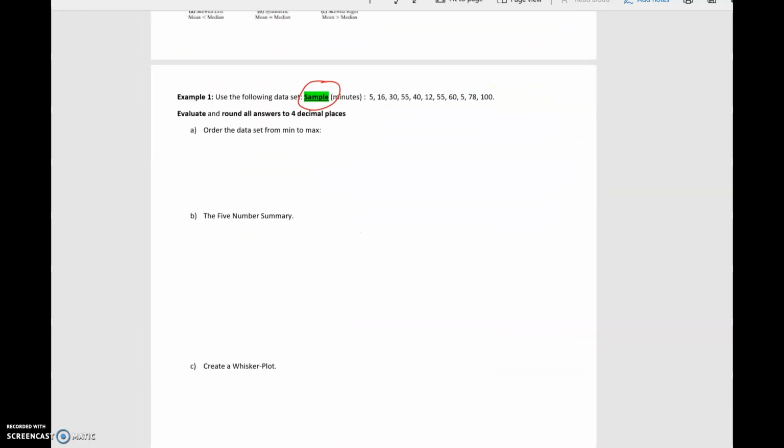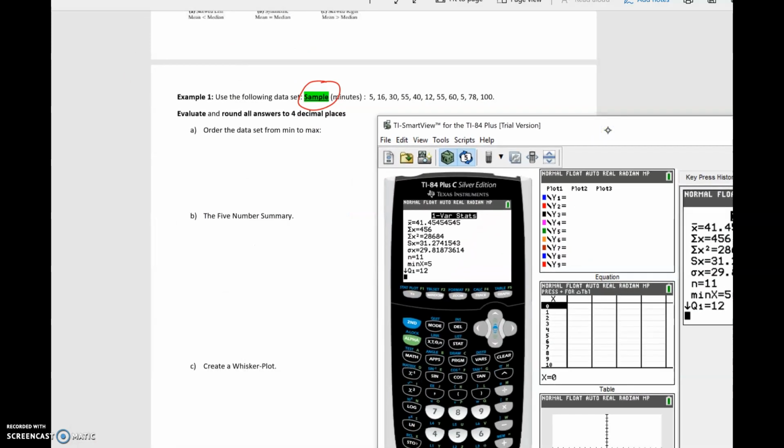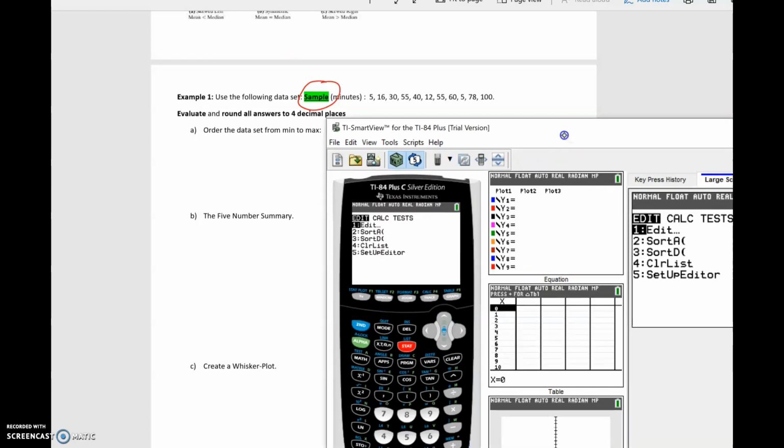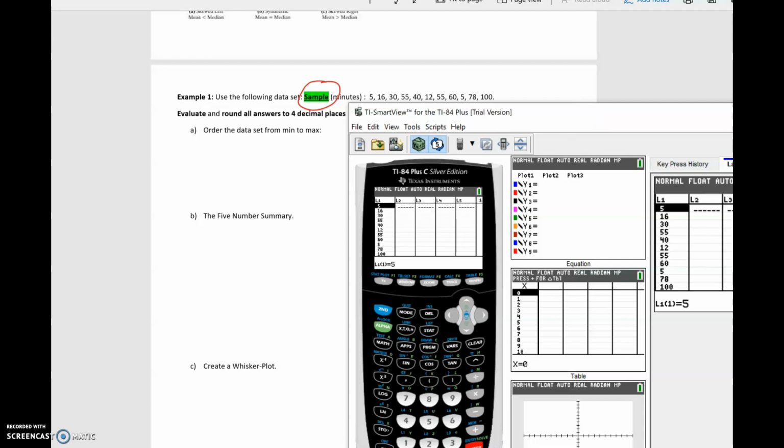So let's take a look at the first data set that they're asking us to provide measurements for. This is what I recommend. Take a second and enter the data set. Go to edit and enter the data set. Once you have it, since they want you to order the data set from min to max, you can just exit.